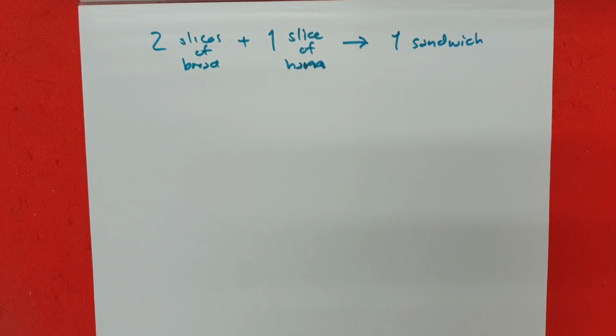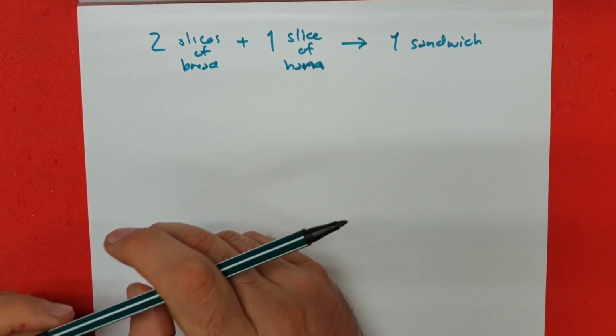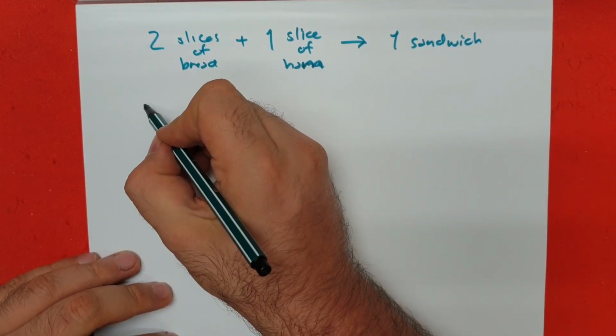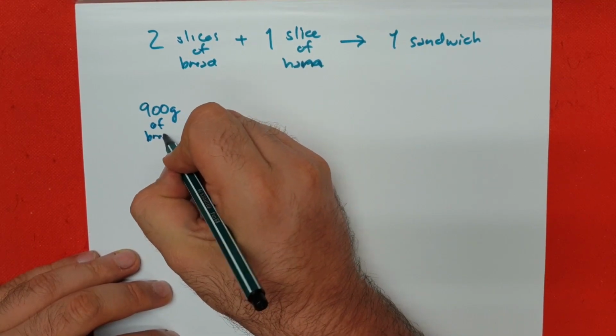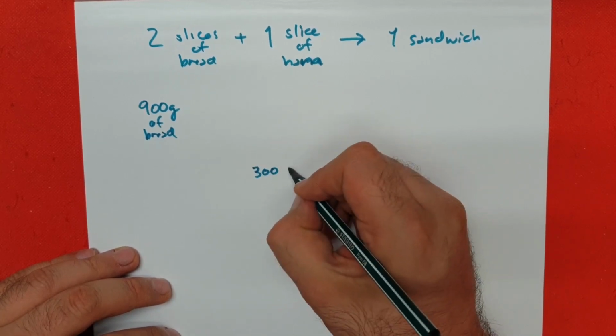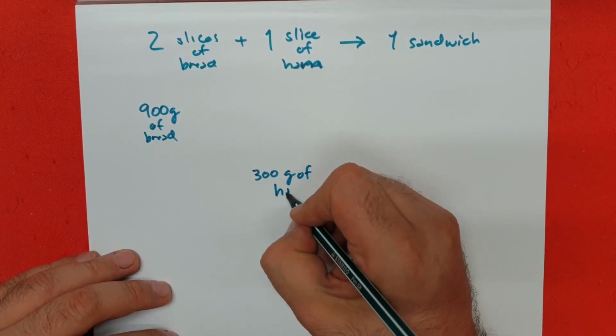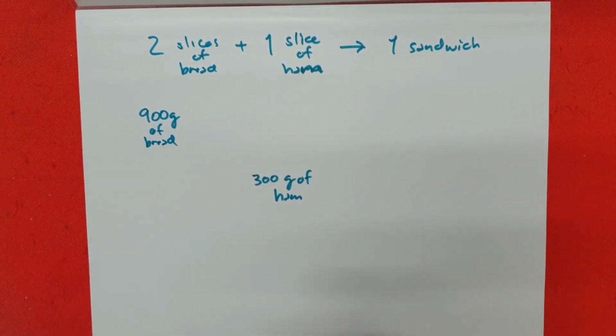So we thought it was going to be this simple, but usually what happens is we're given the quantities in grams. So let's say that we have 900 grams of bread, and we're given 300 grams of ham. Whoa, well, we don't really know how to use it with the formula because we would have to have some sort of equivalent.